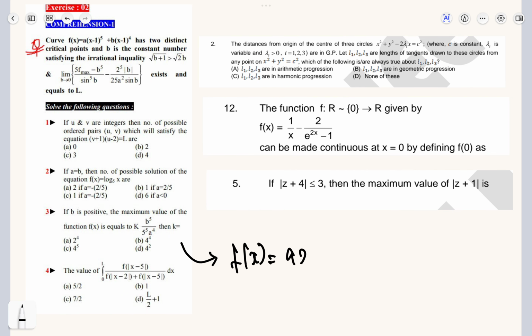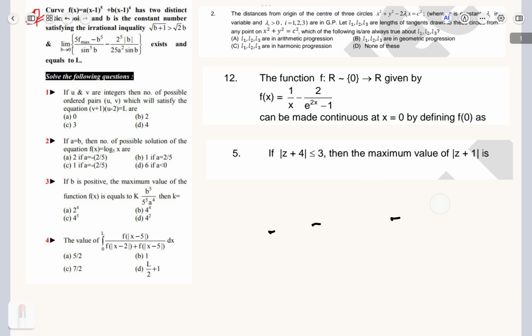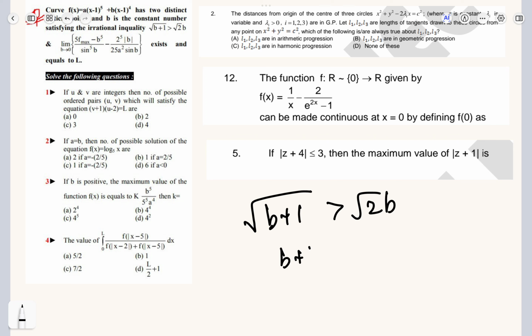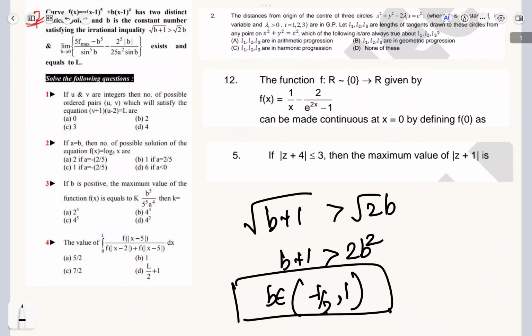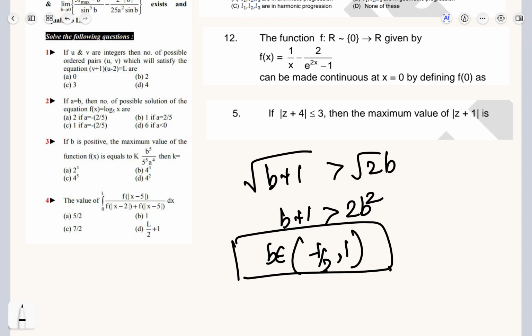Okay, so f(x) is this function. I'll just take this common. Okay, so I have the curve f(x) has two distinct critical points and b is the constant number satisfying... Okay, let's just look at the inequality first. So b plus 1 is greater than 2b squared, and this would give me b belongs to (-1/2, 1).